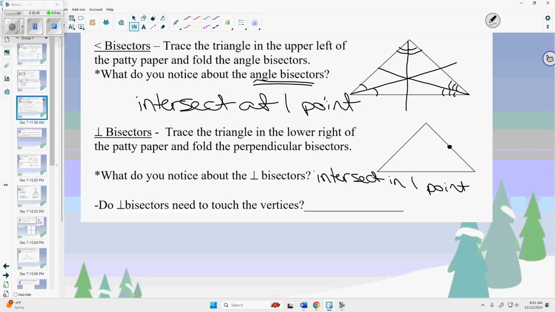How do I mark that this is in the middle? You fold corner to corner. How do I mark it on the picture? How do I know that that point's in the middle? What would I need to see? We got to put a line through it. Absolutely. How do I mark that that's going through the middle of the segment?